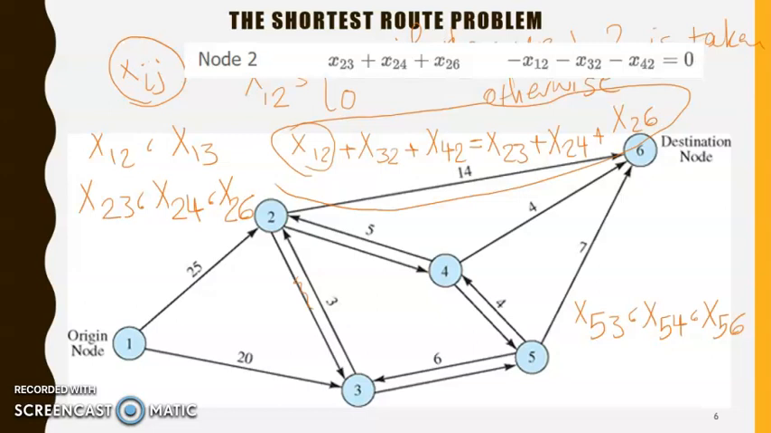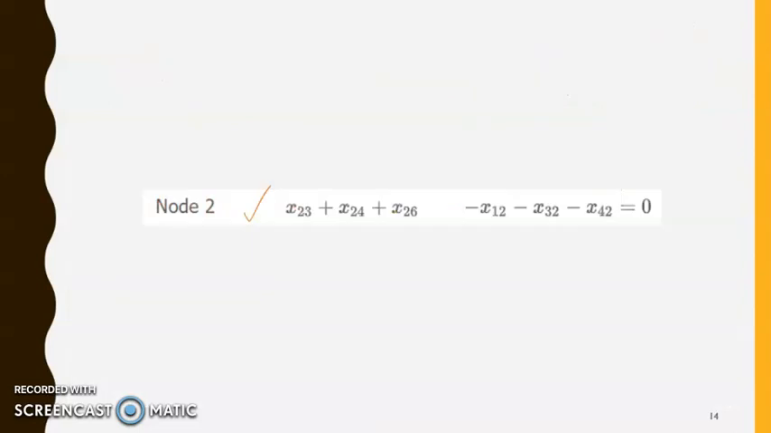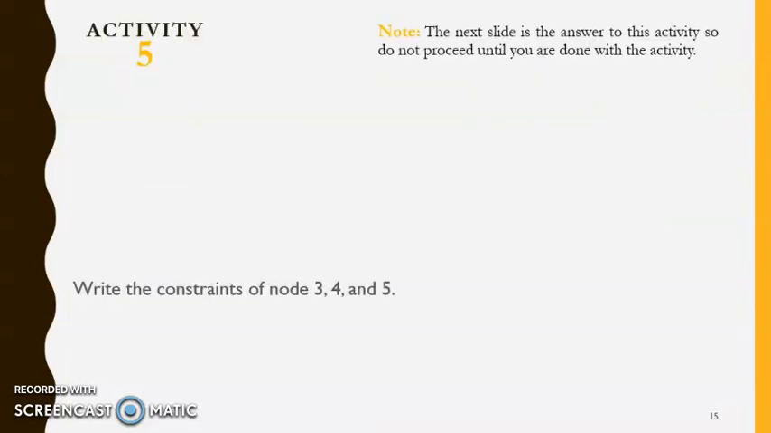Okay, now that we have these constraints related to node 2, you are ready to do the same thing for the remaining nodes that are 3, 4, and 5. And to make a perfect practical session, please pause your video and try your best to write these three constraints on your own.